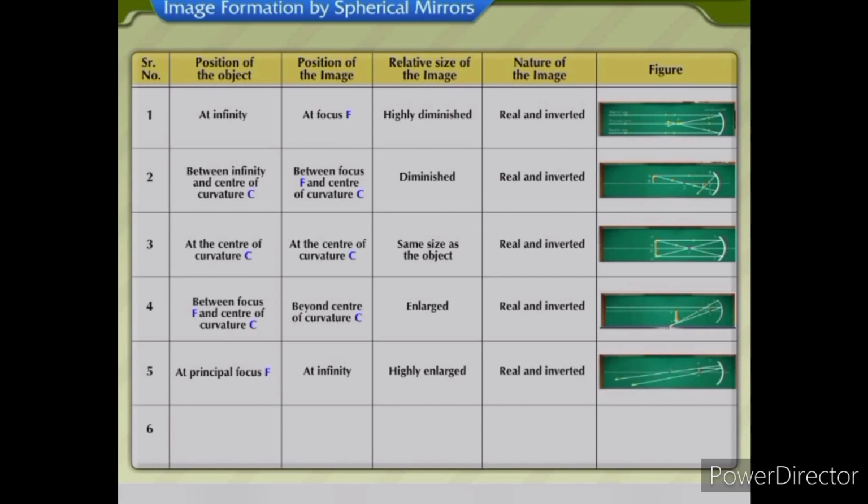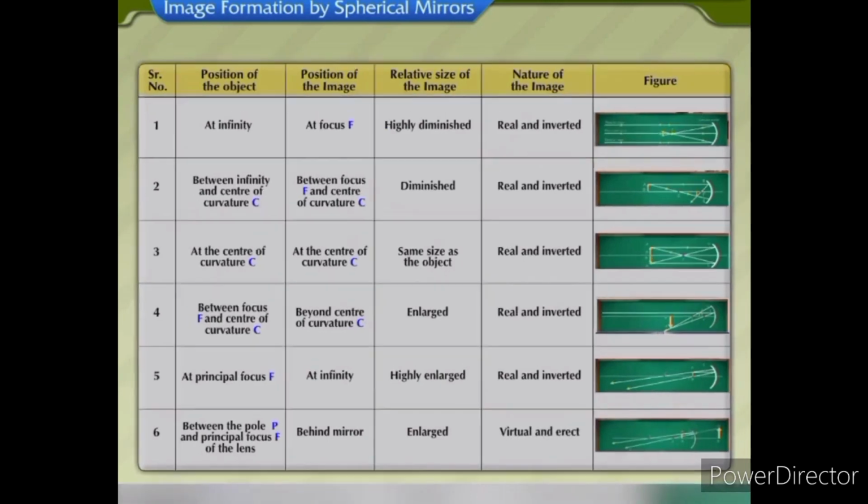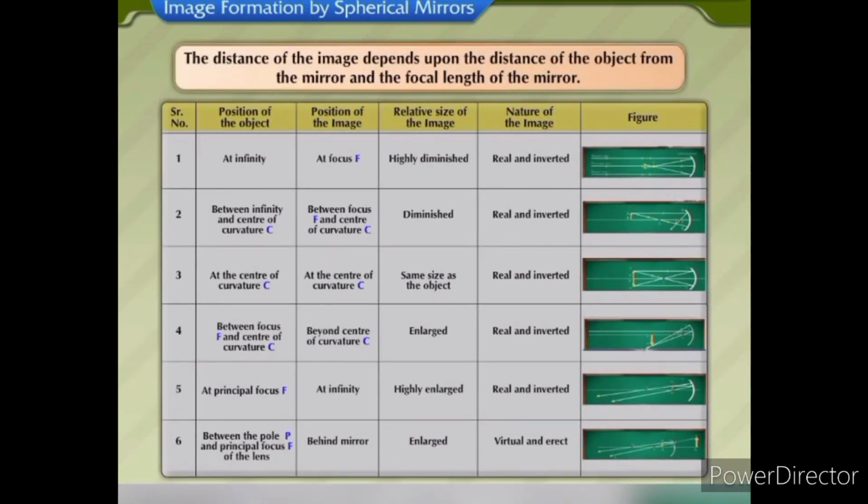When the object is placed between the pole and principal focus F of the mirror, then the image is behind the mirror. Image is enlarged, and the nature of the image is virtual and erect. The distance of the image depends upon the distance of the object from the mirror and the focal length of the mirror. Let us see some of the uses of concave mirrors.